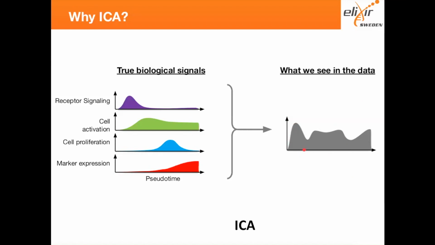So some genes are influenced by all those processes, and then you have just a mixture. And what you want with ICA is to decompose your data to get the original signals. So that's what ICA is kind of trying to do.